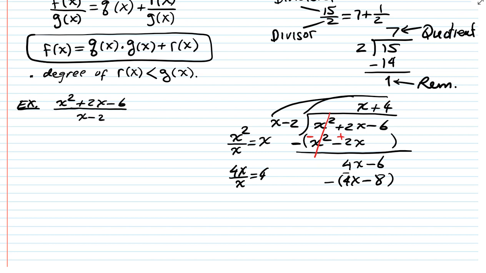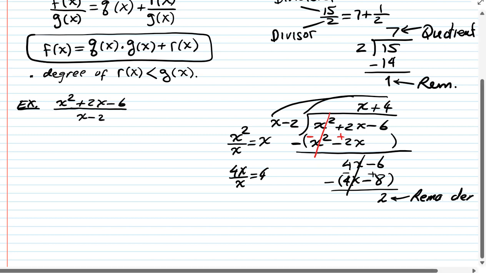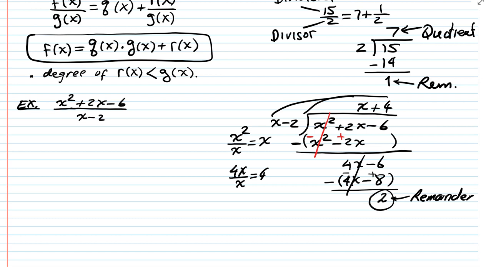Subtract, which means change signs and add them. We get a pair of opposites. Negative 6 plus 8 will be a 2. And this is the remainder. And notice the degree of this polynomial in the remainder, which is, I know it's a constant, but we can think of it as a polynomial. A number in terms of polynomials is a polynomial whose degree is 0.